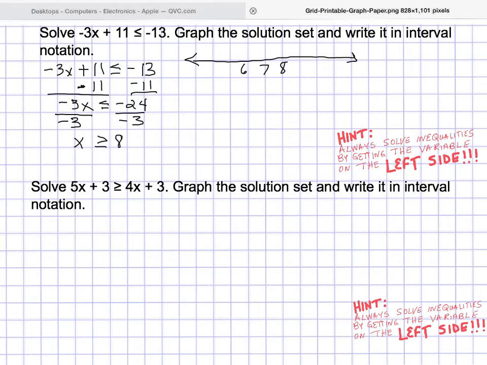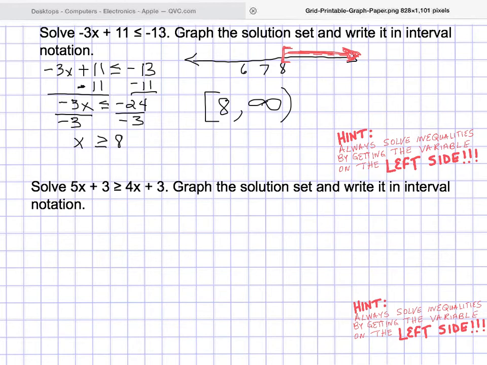Greater than or equal to, is that a bracket or parentheses on 8? That's a bracket because it says equal to, greater than or equal to, and everything greater is going to the right all the way to infinity. So our interval notation goes from 8 with a bracket on it all the way to infinity with a parentheses on it. So we've solved it, we've graphed it, and we've written it in interval notation. And we got our x on the left side.